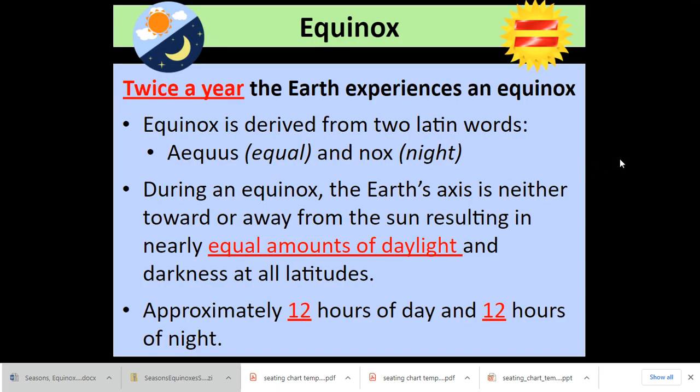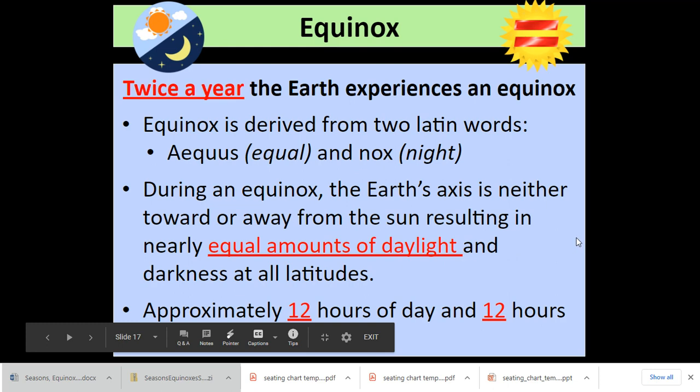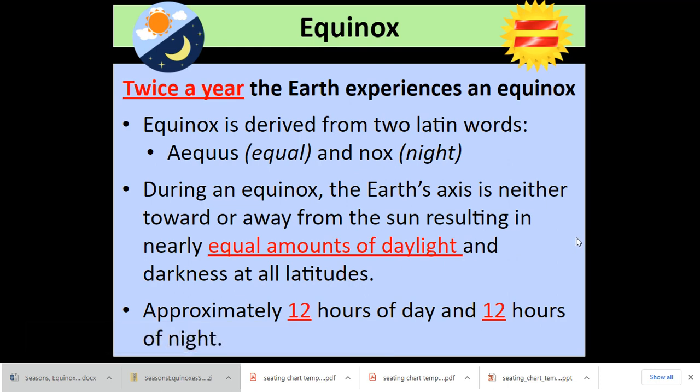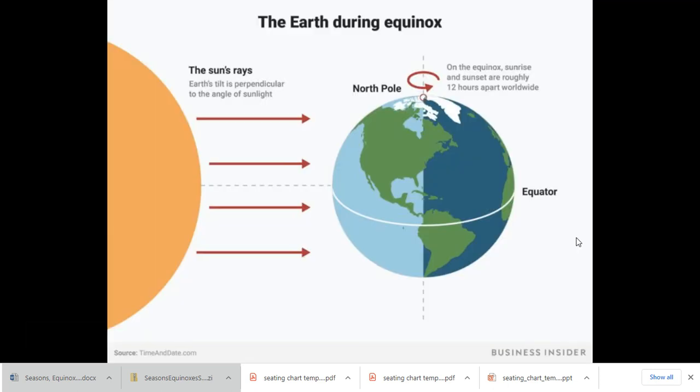Equinox happens twice a year. The Earth experiences an equinox. Equinox is derived from two Latin words, meaning equal and night. And during an equinox, the Earth's axis is neither toward or away from the sun, resulting in nearly equal amounts of daylight and darkness at all latitudes. What does that mean? That we have 12 hours of day and 12 hours of night.